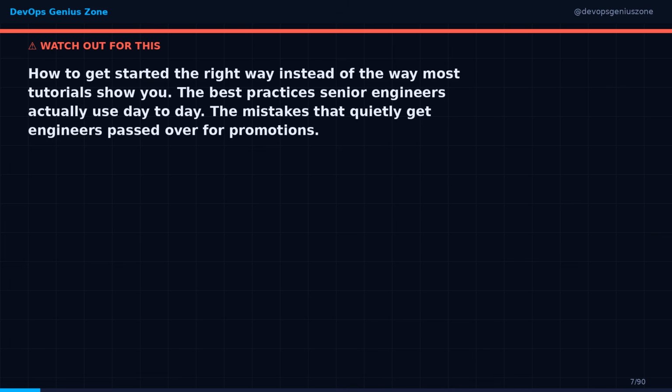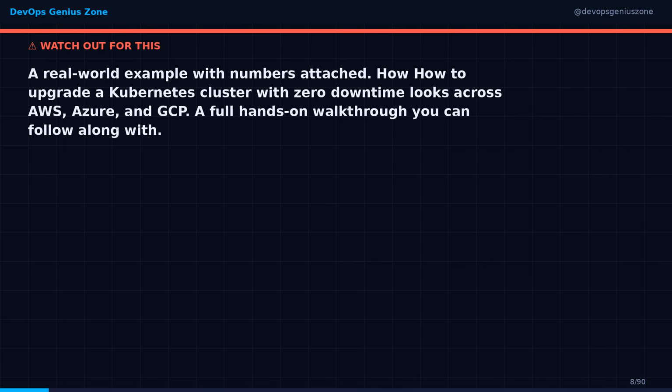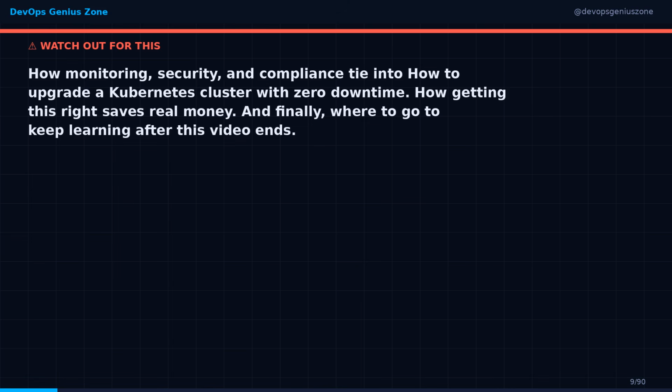How to upgrade a Kubernetes cluster with zero downtime looks across AWS, Azure, and GCP. A full hands-on walkthrough you can follow along with. How monitoring, security, and compliance tie into how to upgrade a Kubernetes cluster with zero downtime. How getting this right saves real money. And finally, where to go to keep learning after this video ends.